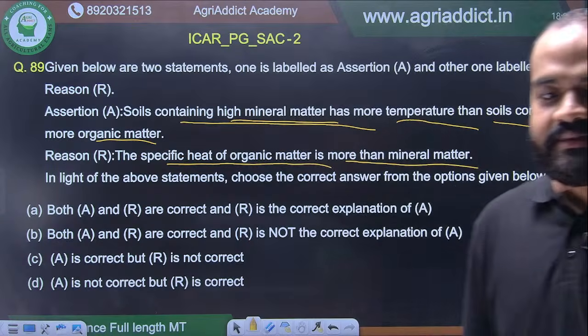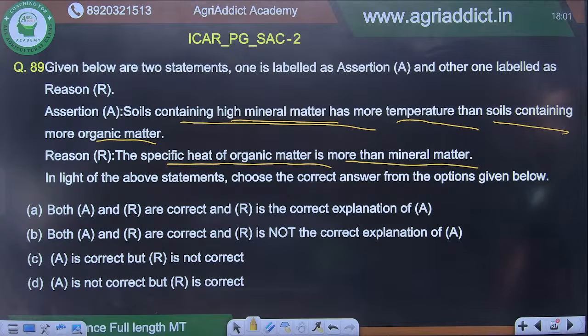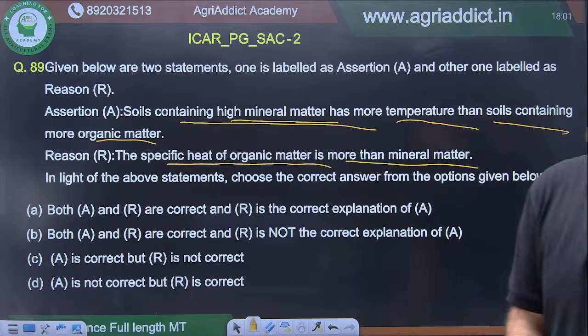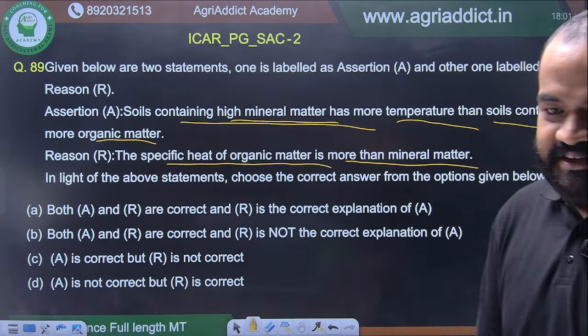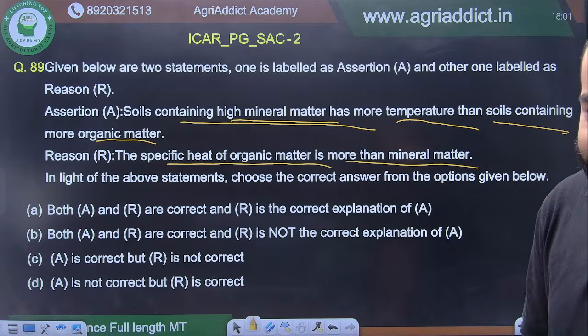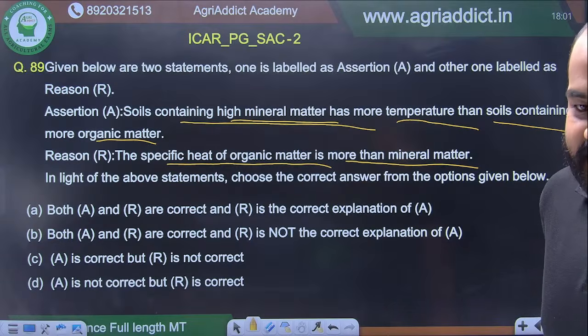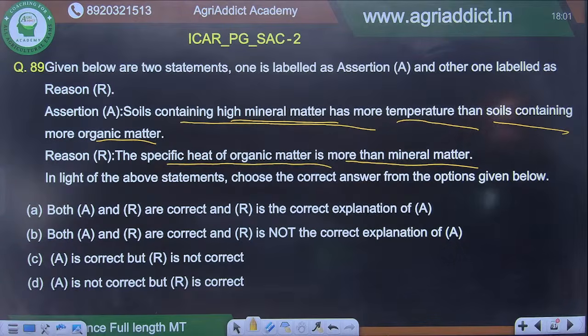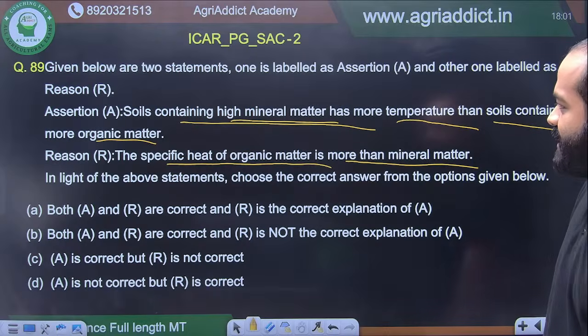A, C, D, 3 answers have come. Oh my God, a soil physics question came. Already I can see 3 types of answers. C, D, A. D: A is not correct but R is correct.